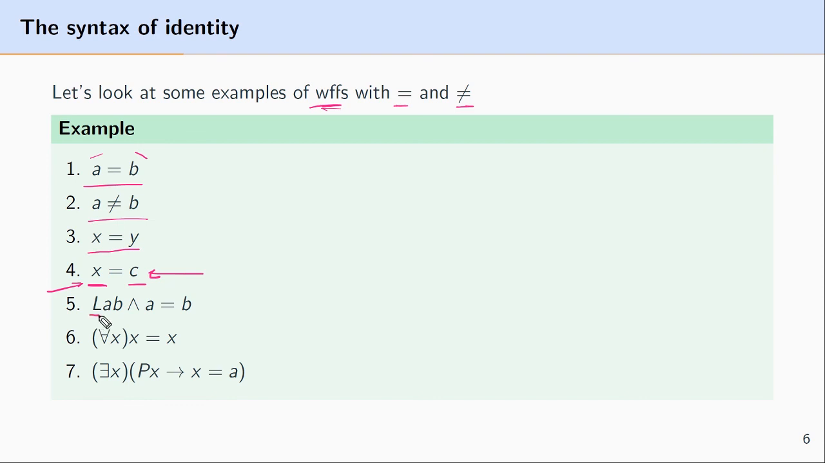At 5, we have LAB. This is a well-formed formula. And we have A equals B. This is also a well-formed formula, as we saw from 1. And so the result will be a well-formed formula when we put them together as a conjunction.